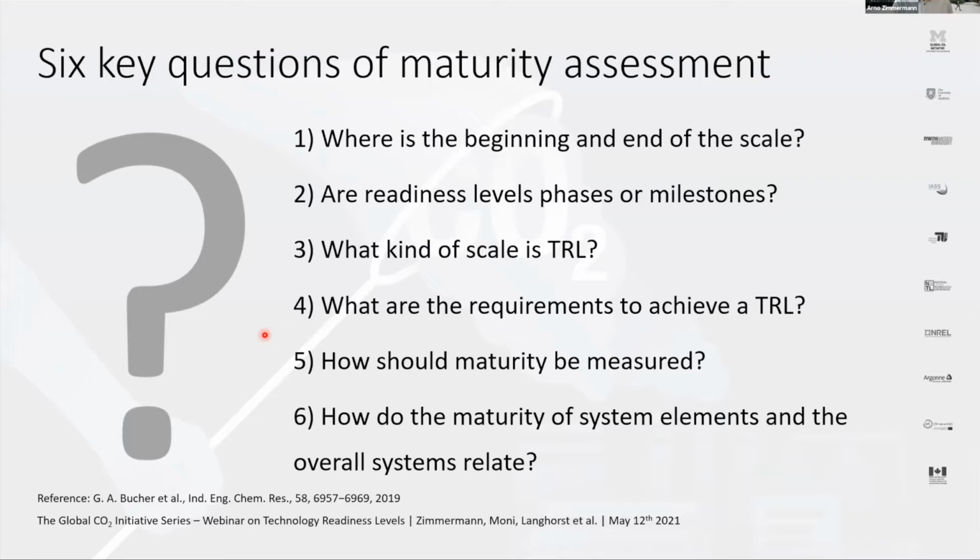And then lastly, how does the maturity of system elements in the overall system relate? I think there has been some discussion about that, but overall, it's important to keep in mind that the system is only as strong as its individual links or its individual elements. So generally, we recommend to assess the TRL of an overall system by the lowest TRL of its elements.